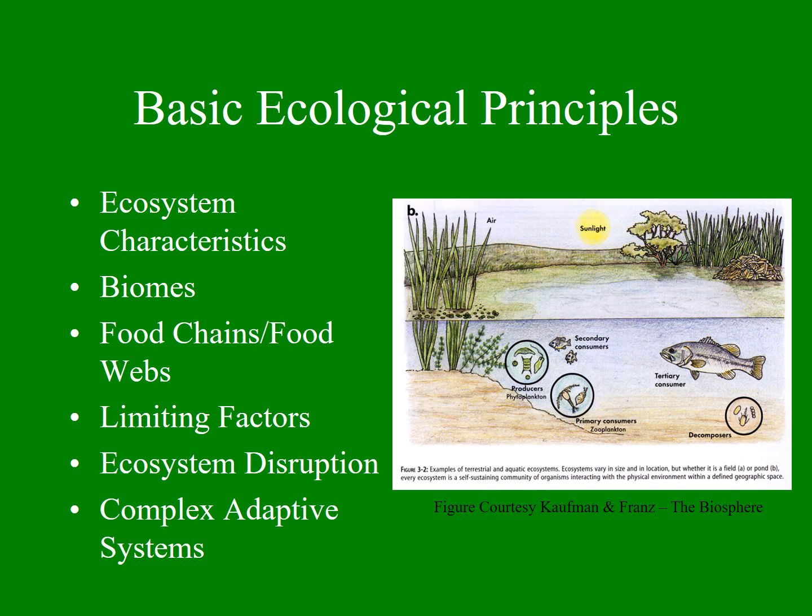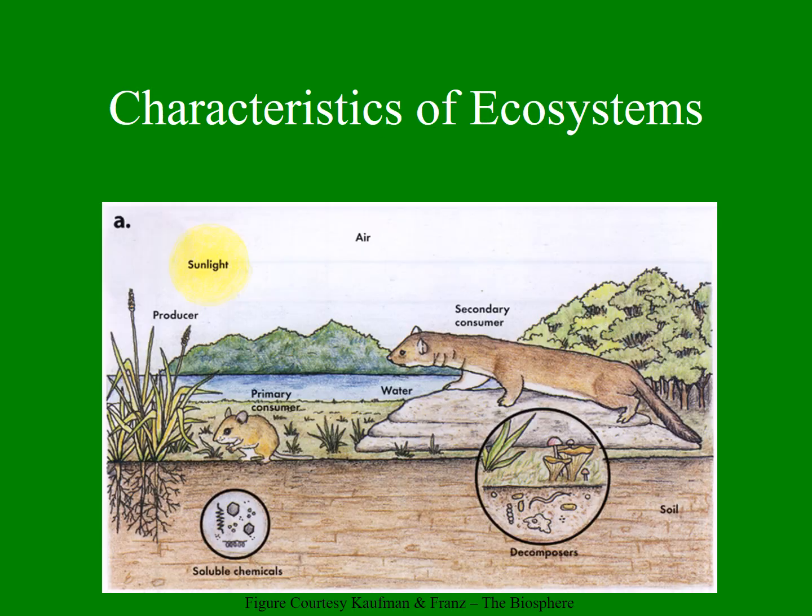Okay, this slideshow is going to look at basic ecological principles, characteristics of ecosystems, characteristics of biomes, foundations, food chains, food webs, limiting resources, and things that can disrupt it. We're going to move and consider this from the perspective of complex adaptive systems like you see in the Lake Apopka PowerPoint. So what are the characteristics of ecosystems?